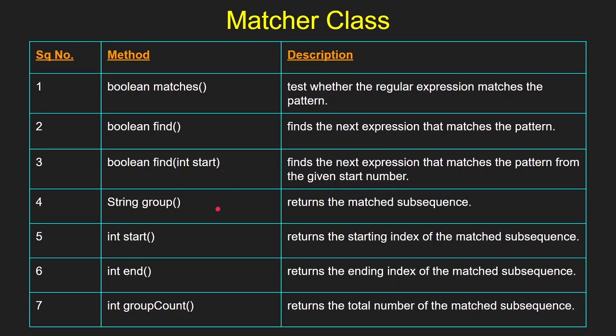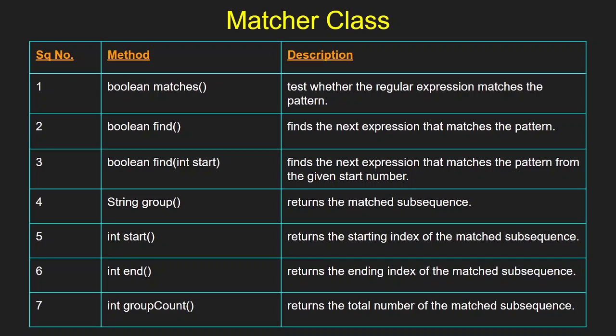Next one is group, and all the functions following group, like start and groupCount, are all related to the concept of group only. We will see how to form groups when we start the coding, but first let's see what these functions do. So group returns the matched subsequence. Now suppose we are putting ABC in a group, so when we call this function, it will return that ABC word that was there in the group.